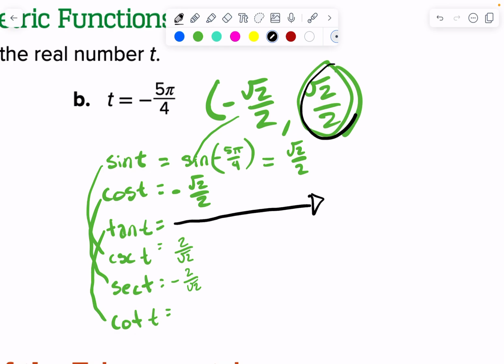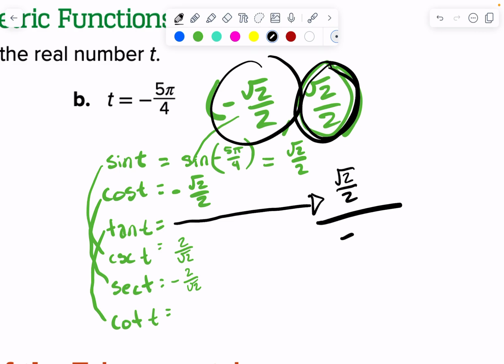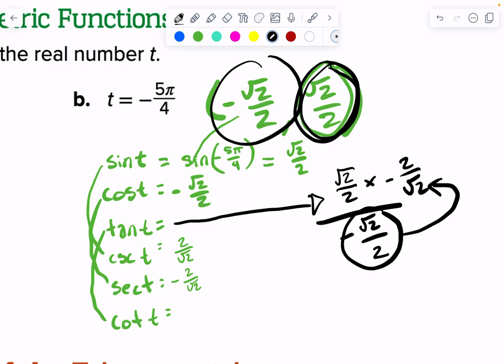Tangent, I do the y coordinate over the x coordinate, or the sine value over the cosine value. So this one's going to be really fancy. Square root of 2 over 2 over negative square root of 2 over 2. Okay, we keep-change-flip. So I'm going to multiply by the reciprocal of this, negative 2 over the square root of 2. And look at this fancy business. The 2's are going to cancel. The square root of 2's are going to cancel. What happens if everything cancels? Well, it reduces and becomes 1, except this negative didn't cancel. So tangent is negative 1.